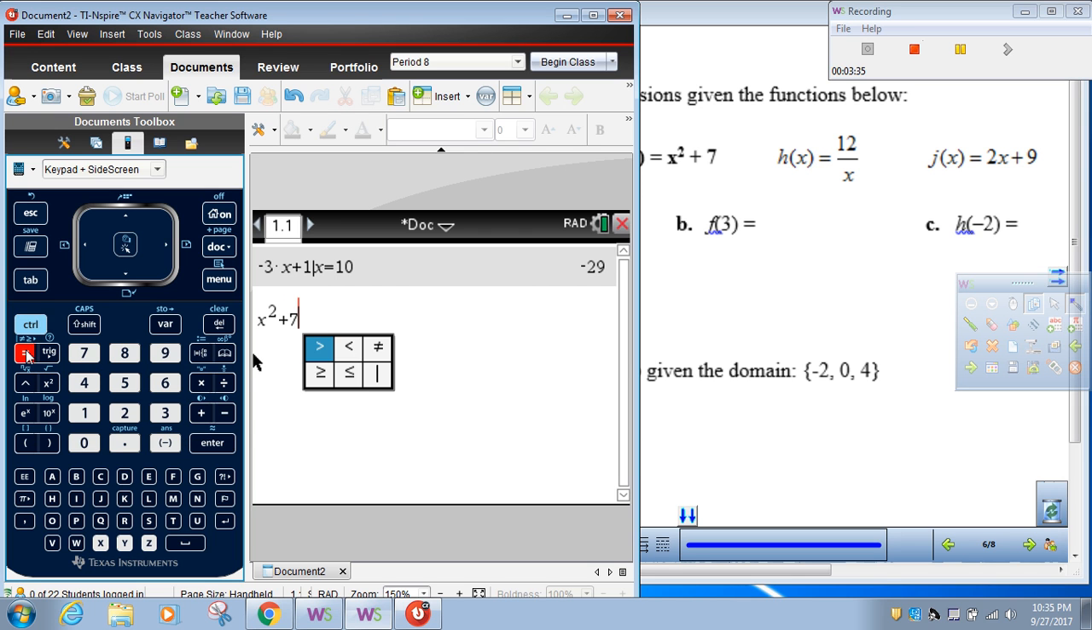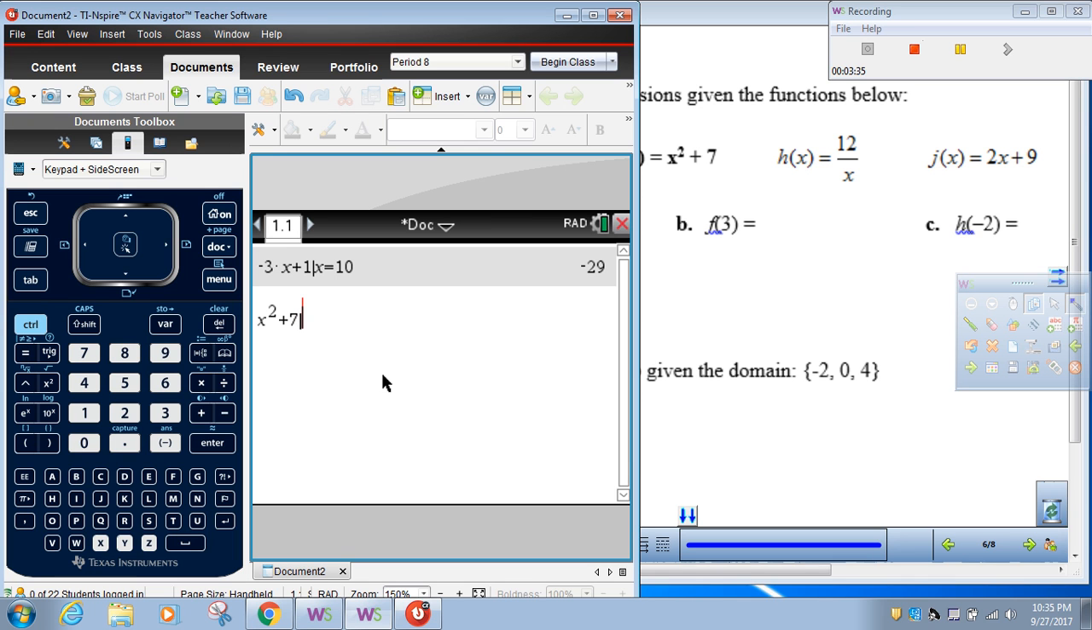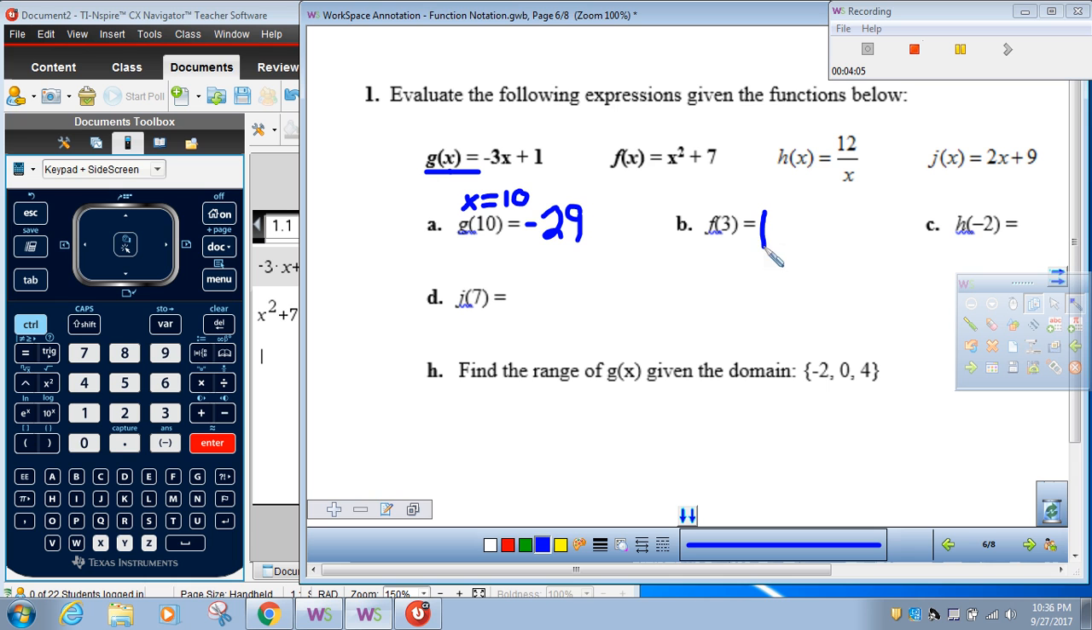Hit your Control equals to get your such that bar. So I wanted to do this function right here such that x is equal to 3. And my answer is 16. So f of 3 is going to be 16.